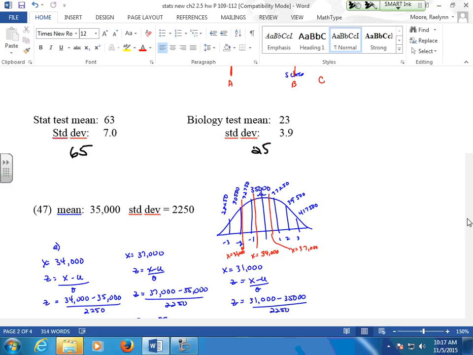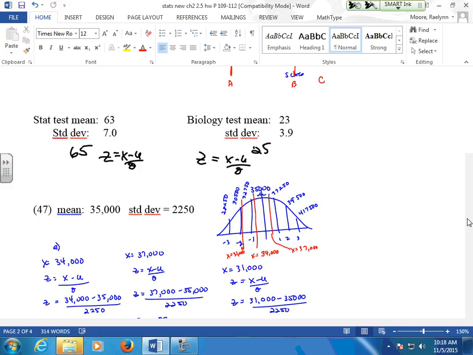You come home and you say, I got a 65. The whole class average was a 63. You come home, you say, I got a 25. The class average was a 23. So it still looks like you did 2 points higher, but which one did you actually do better in? So if you find this z-score, and you find this z-score, you're going to compare your z-scores.